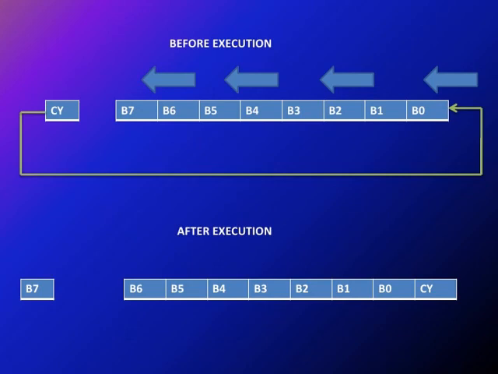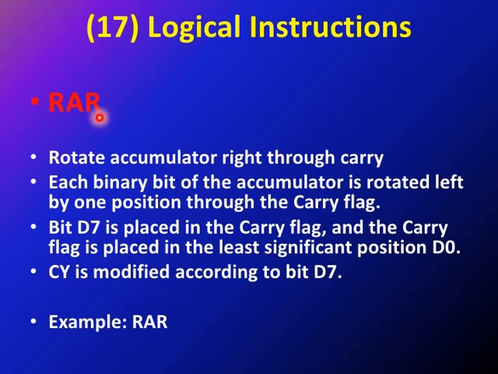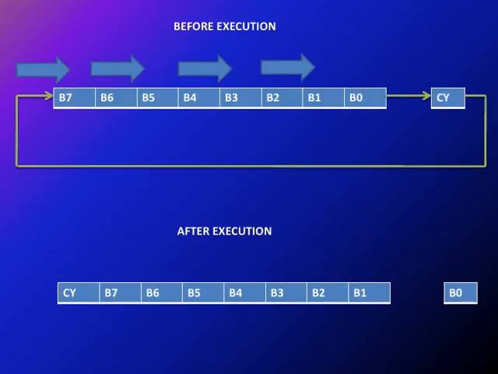In a similar fashion, rotate right also happens. RAR stands for rotate accumulator right through carry, right? Let us see an example for it. Here the B0 bit goes to carry, and the carry flag bit is placed in the B7 bit, and B7 bit goes to B6, B6 goes to B5, B5 goes to B4, B4 goes to B3, B3 goes to B2, B2 goes to B1, and B0 goes to the carry.